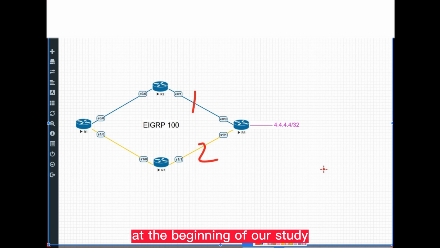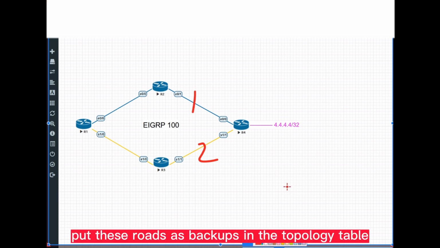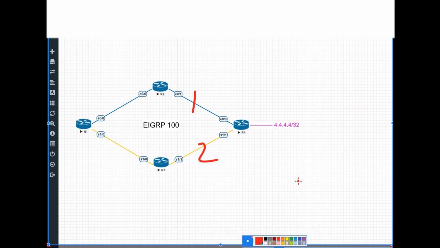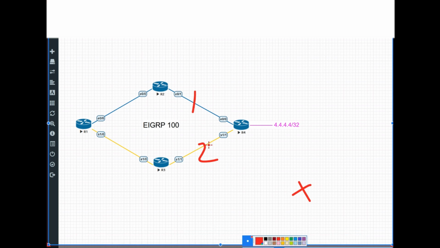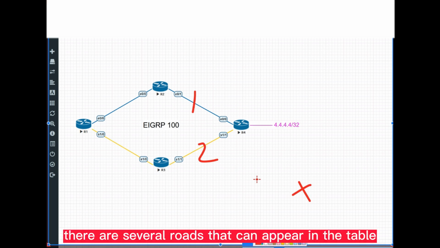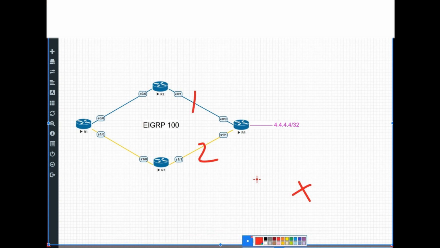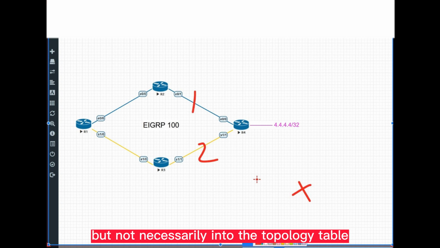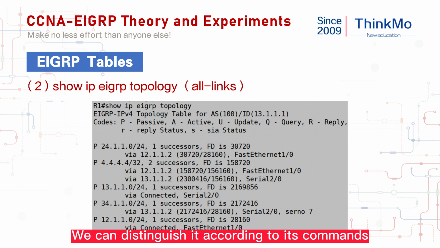At the beginning of our study, we may feel that however many ways there are to go to the destination, we put these roads as backups in the topology table. Not like this. Appearance in the topology table is conditional. It does not mean that there are several roads that can appear in the table, but both routes generate a topology. That's right. But not necessarily into the topology table. Whether it can enter the topology table or not, we can distinguish it according to its commands.